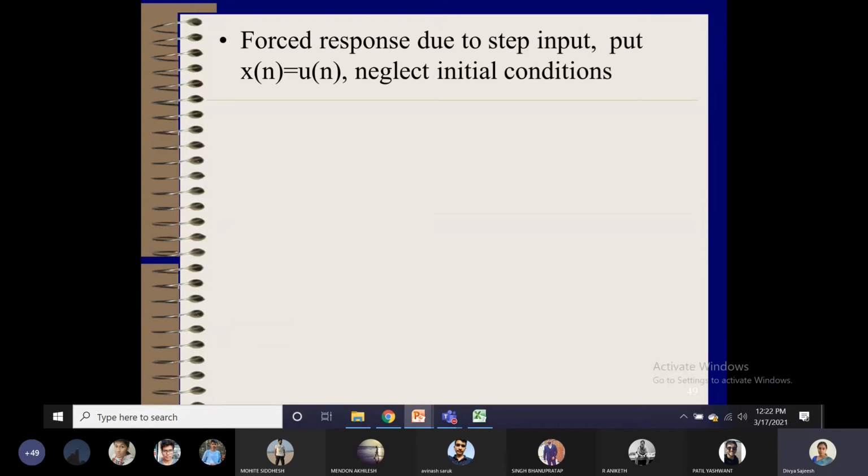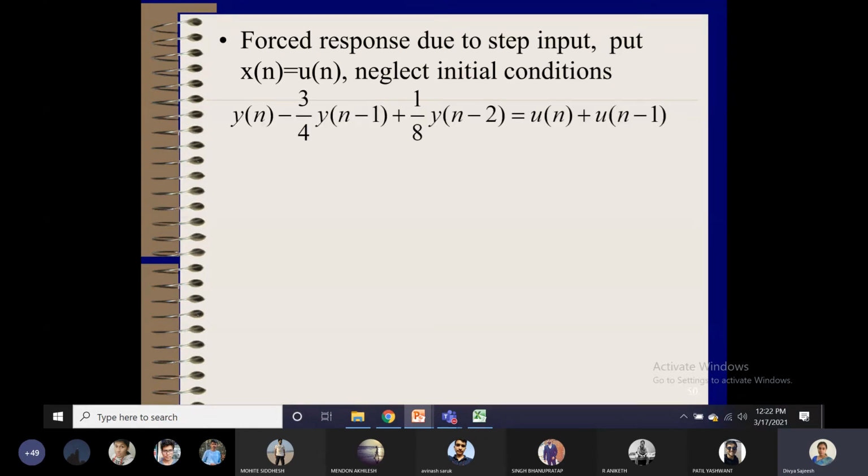Second part of the question was to obtain the forced response of the system. So what do you mean by forced response? We are neglecting the stored energy, or neglecting the initial conditions, and for the given input, we find what output is obtained. We don't take into consideration the initial conditions, we just observe the output of the system for the given input. So what is the input here? We are applying a step input. So step input is x of n equal to u of n. So neglect the initial conditions.